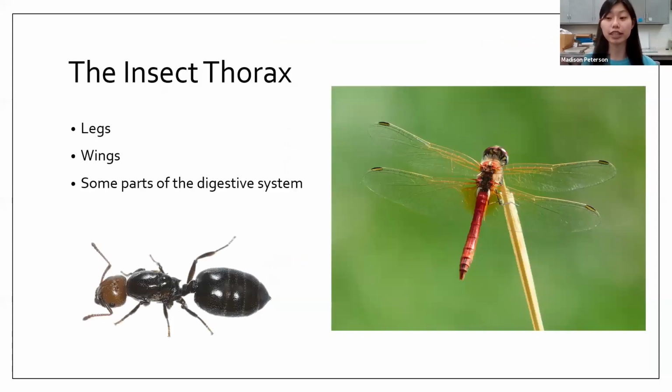And then, moving down, we have the next segment, which is the thorax. The thorax is where the legs and the wings connect. And inside, some parts of the digestive system are in the thorax. If you look at this ant, you can clearly see that all 6 legs are connected to the thorax. And on this dragonfly, that's where the wings are connected.